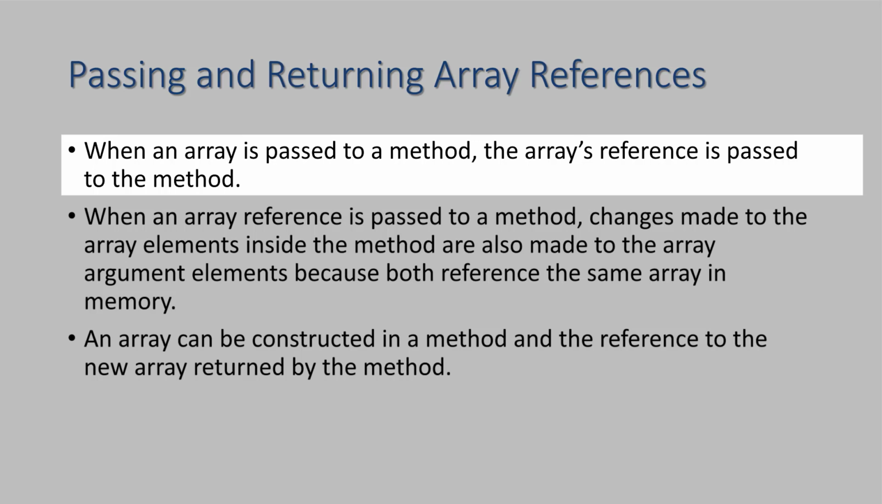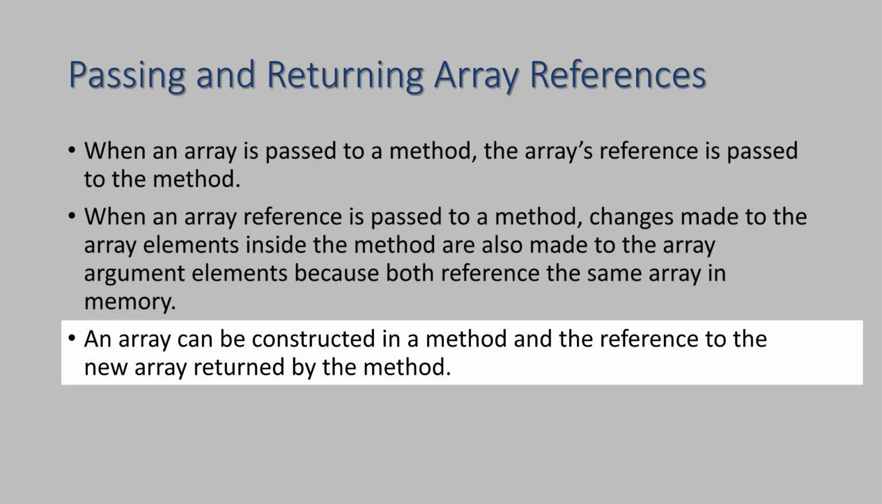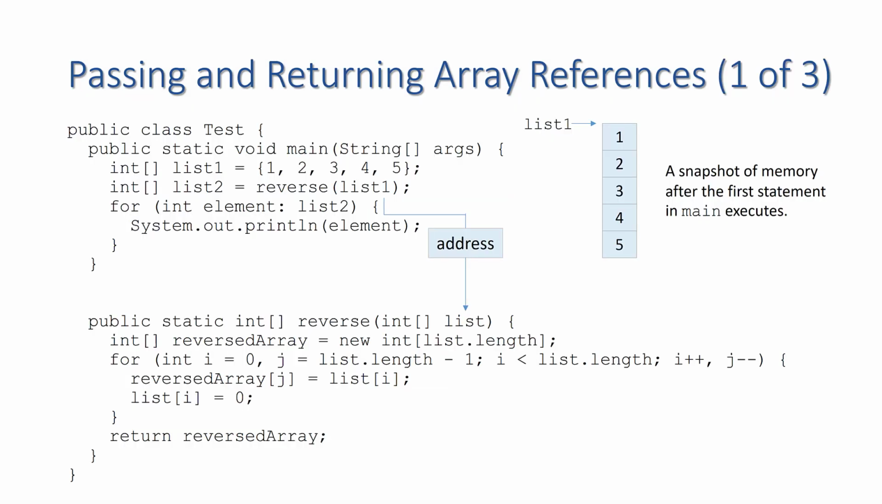When methods include arrays as parameters, an array's reference is passed to the method. Because a reference to the array is passed to the method, it has access to the argument array's memory location and can therefore modify the contents of the array elements. A new array can be constructed by a method and the reference to the new array returned by a method.